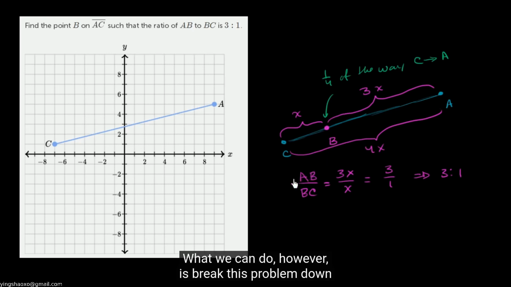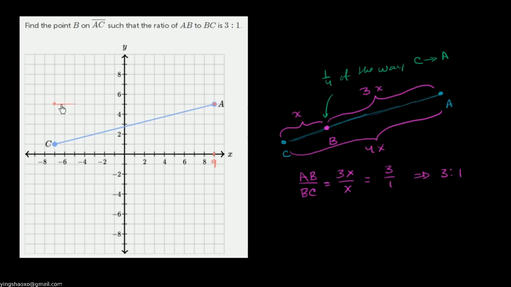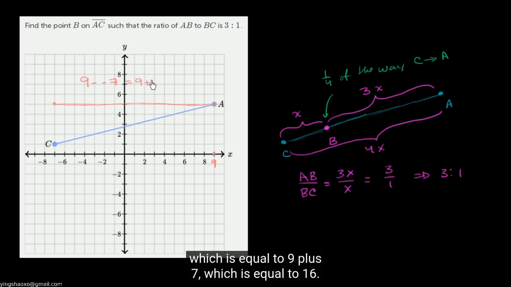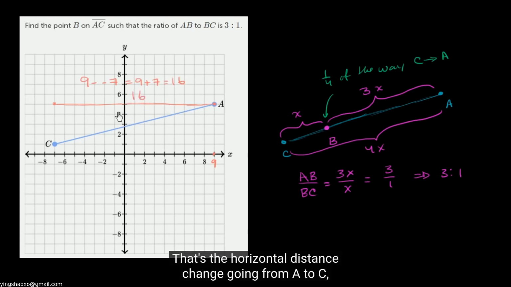What we can do, however, is break this problem down into the vertical change between A and C, and the horizontal change between A and C. So, for example, for the horizontal change between A and C, A is at 9 right over here. And C is at -7. So this distance right over here is 9 minus -7, which is equal to 9 plus 7, which is equal to 16. And you see that here. 9 plus 7, this total distance is 16. That's the horizontal distance change going from A to C, or going from C to A.